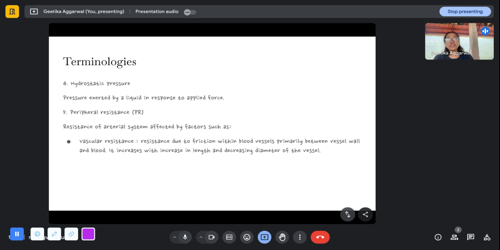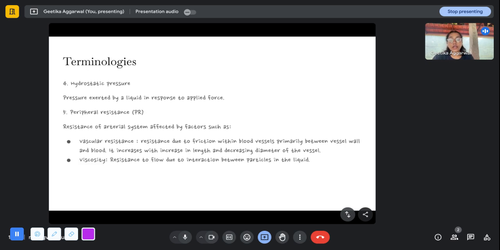Peripheral resistance is basically the resistance of the arterial system, and it is affected by various factors such as the vascular resistance. Vascular resistance means the resistance due to friction within blood vessels, primarily between the vessel wall and the blood. So it is the friction which is experienced by the flow of blood because of the vessel wall. It increases with the increase in the length of the vessel and by decreasing the diameter of the vessel.